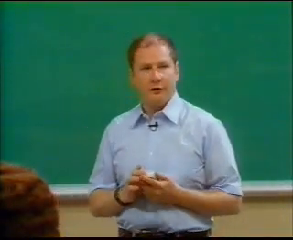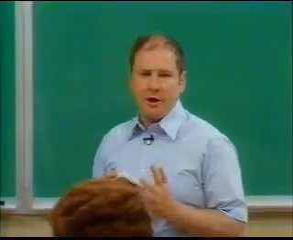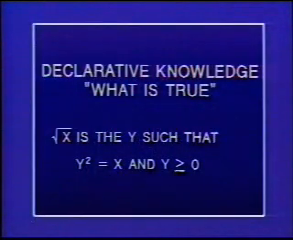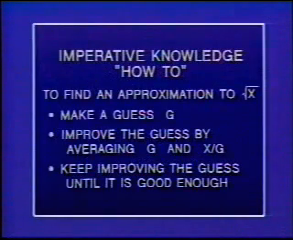Let's take a look. Here is a piece of mathematics that says what a square root is. The square root of x is the number y such that y squared is equal to x, and y is greater than 0. Now, that's a fine piece of mathematics, but just telling you what a square root is doesn't really say anything about how you might go out and find one. So let's contrast that with a piece of imperative knowledge, how you might go out and find a square root.